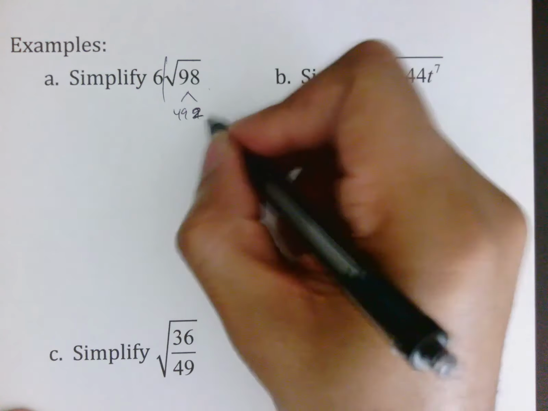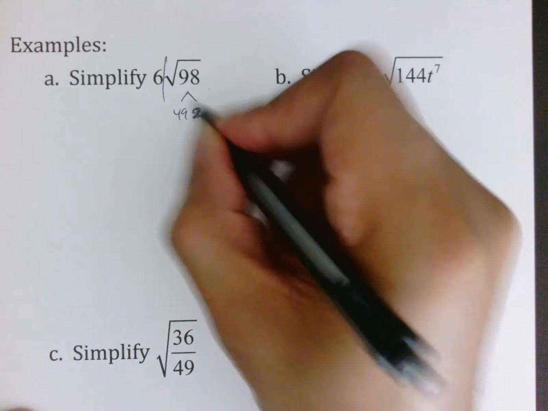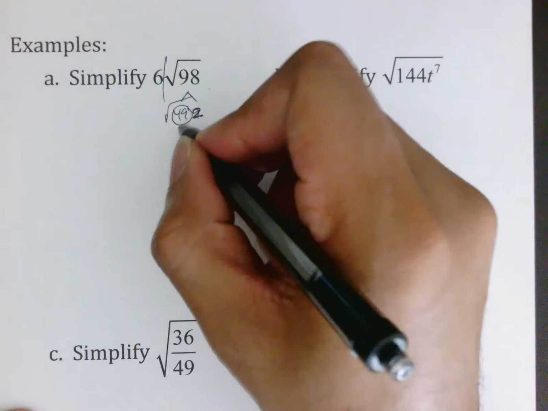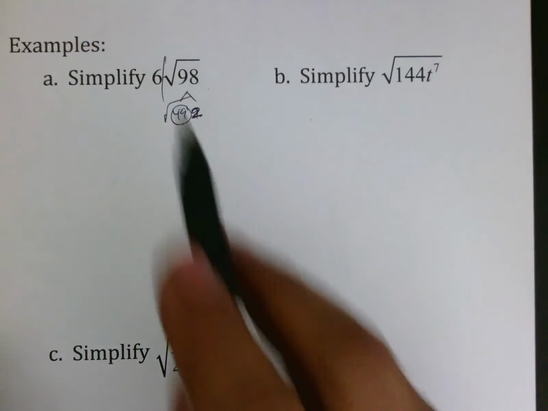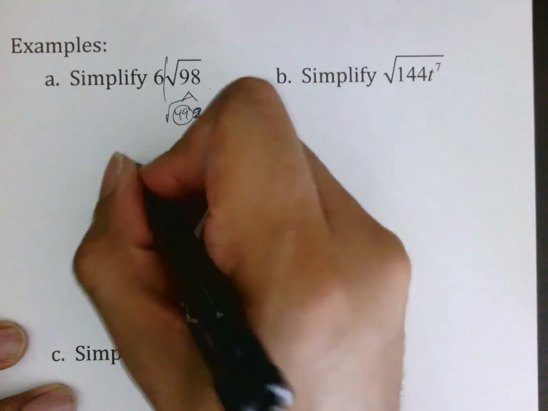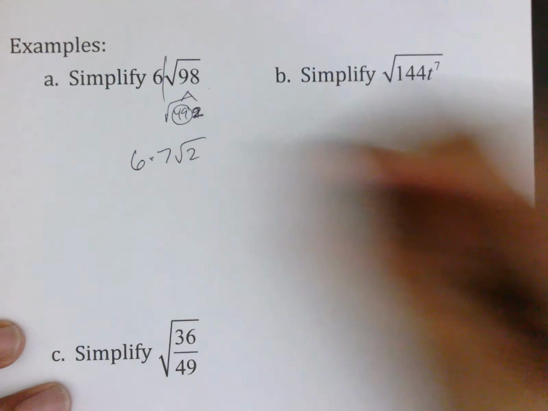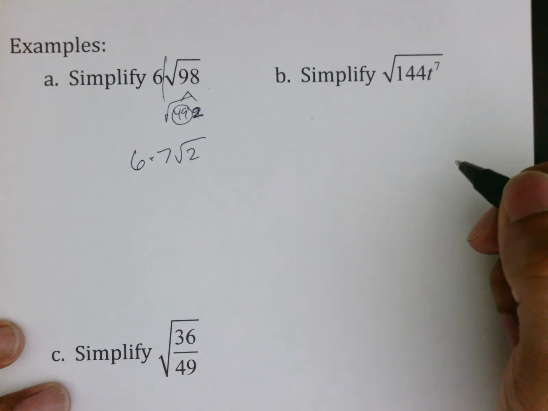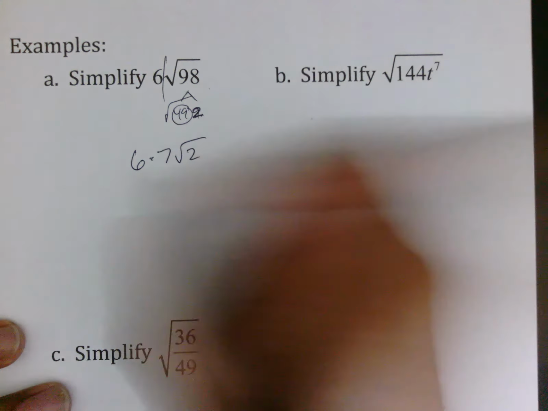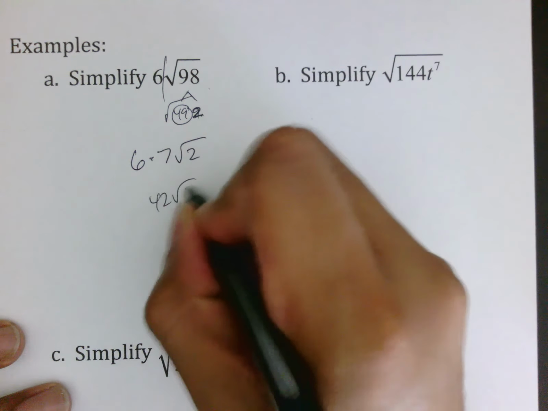And so what you can do now, because obviously 2 doesn't come out with anything, is you remember that 49 comes out as a 7. But here's what you have to remember when there's a number on the outside. That number is going to stay there. 49 comes out as a 7, and there is your root 2. Alright. This turns into 42 root 2.